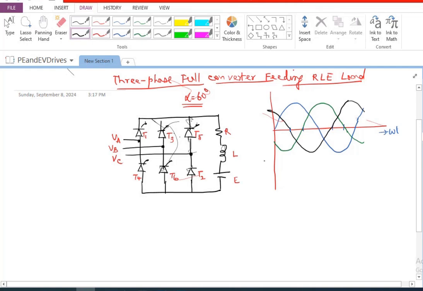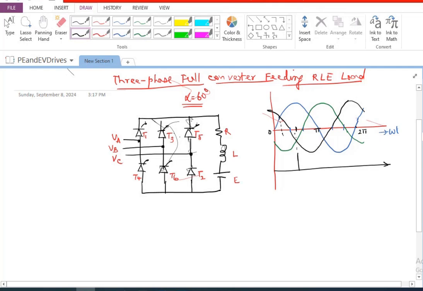So this is the third phase. This is going to be 0, this is pi, and this is going to be 2 pi. Now what we said was this is the natural point of conduction. So from here I have delayed it by 60 degrees. So this is where I am firing device number 1. So let me draw from here.